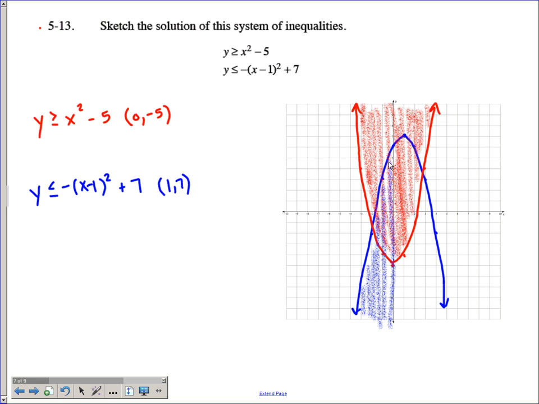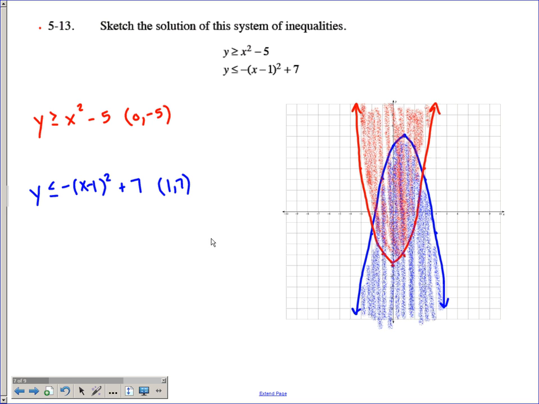Now you don't have to do all this shading right now. You can just shade your final answer. I know that I allow my students to do that, but I want them to at least think about it and find the correct answer before they just go on there and make pretty pictures and stuff.